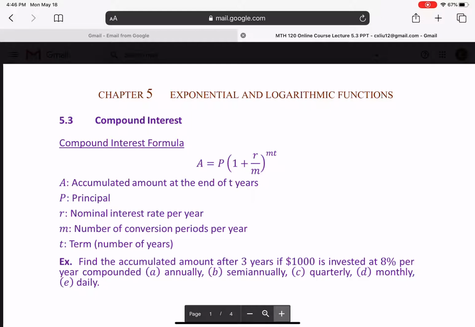So let's do an example. Find the accumulated amount after 3 years if $1,000 is invested at 8% per year, compounded A annually, B semi-annually, C quarterly, D monthly, and E daily. So from A to E, we just increase the number of compounding or calculations per year, and we should expect more money.